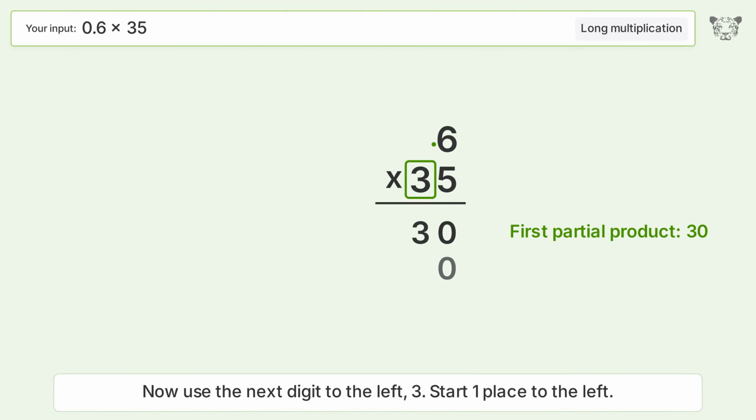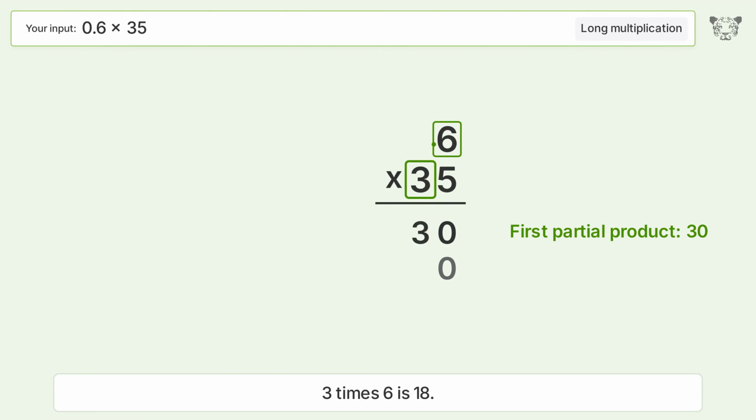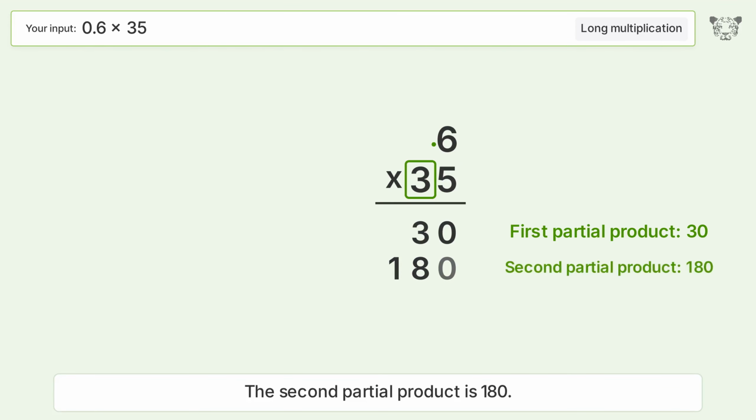Now use the next digit to the left, 3. Start one place to the left. 3 times 6 is 18. The second partial product is 180.